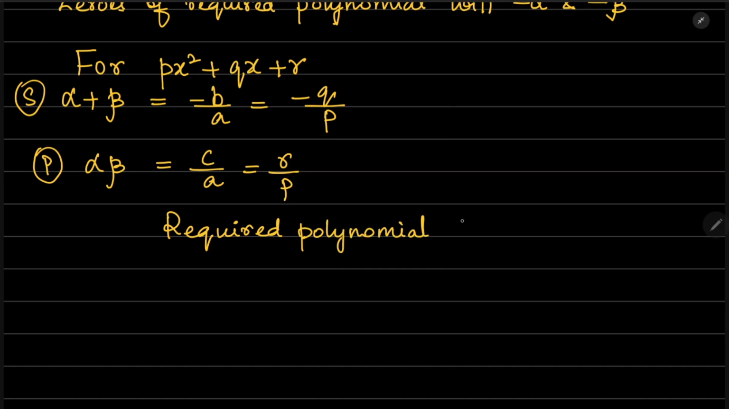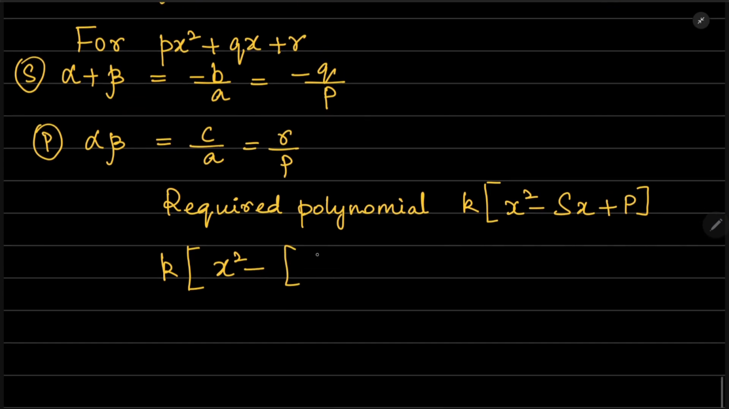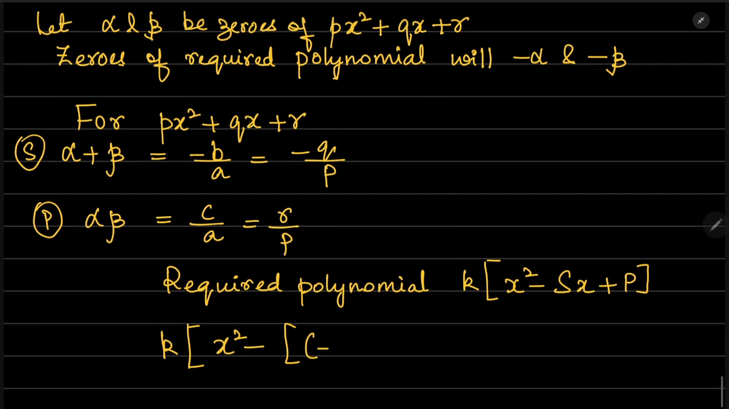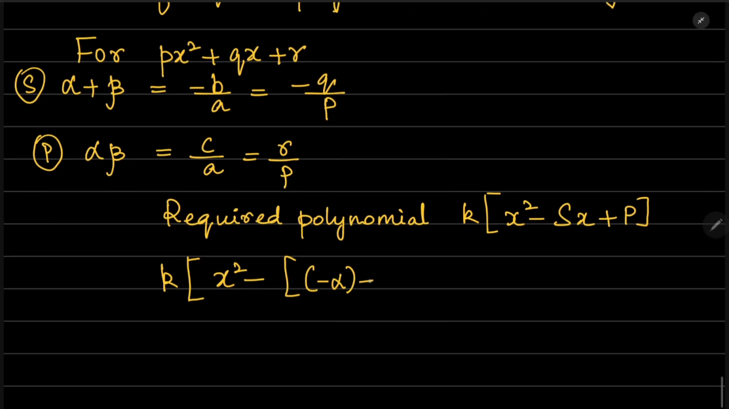The formula is k multiplied by x square minus sx plus p. So for this required polynomial, it is k multiplied by x square minus, in a square bracket, the sum of zeros into x plus the product of the zeros. For the required polynomial, the zeros are minus alpha and minus beta. So minus alpha plus minus beta is the sum of the zeros, and minus alpha into minus beta is the product of the zeros.